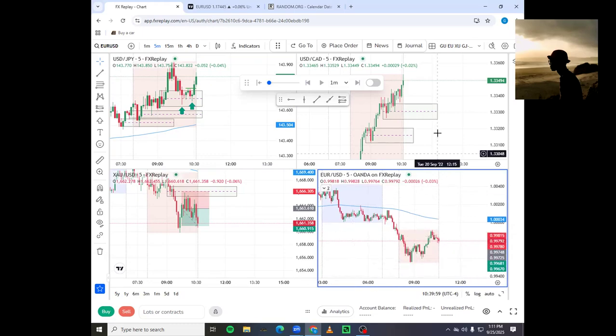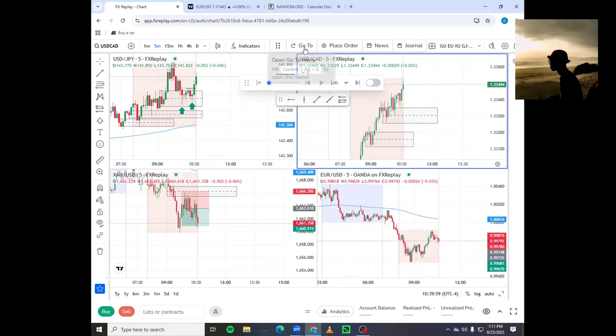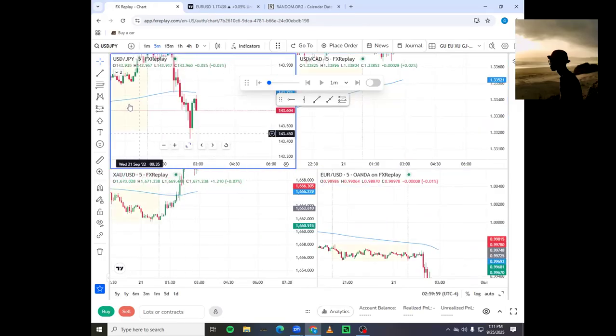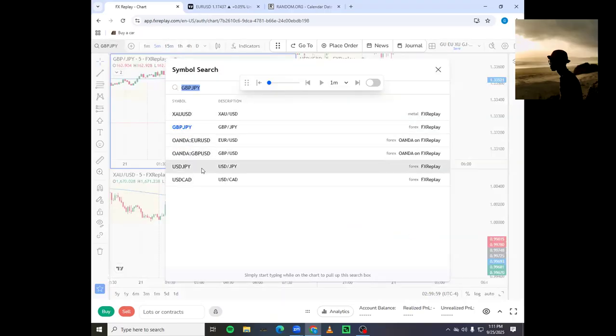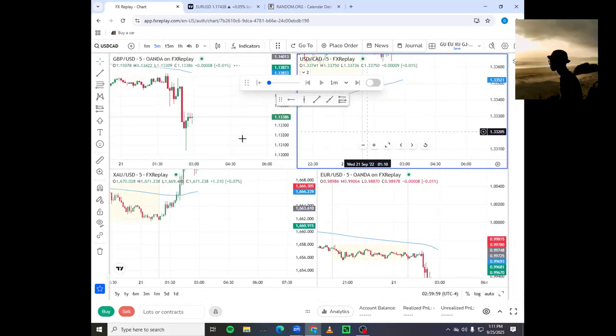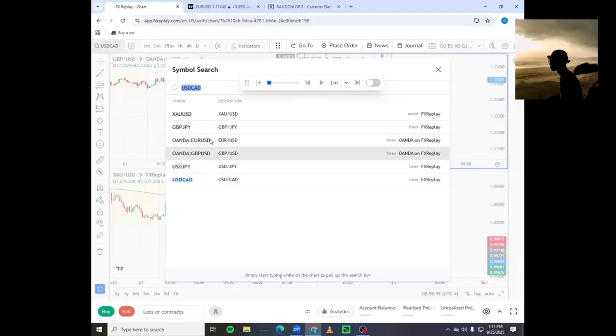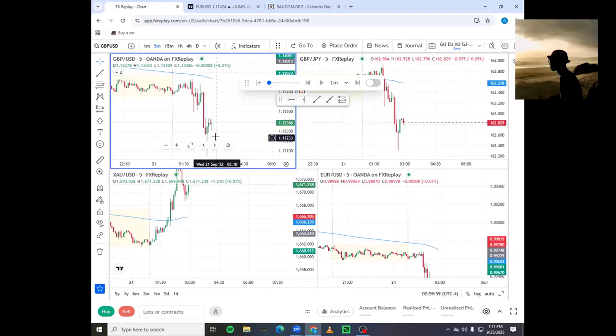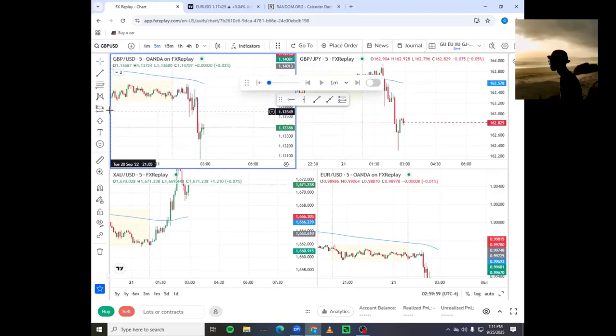So pretty much that's it for the day. Then let's go to the next day open. All right, so we're going to switch back to GBPUSD, GBPJPY. Those are London session pairs. Where's GJ? Okay, yeah, there's GJ. And then yeah, we can already see we're below the moving average. We're looking for sales rather.